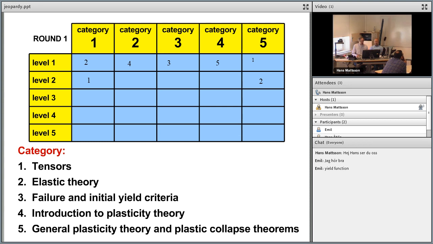And in group 3 we also have Emil. No, no, you're not allowed to take the same category more than twice. You can't take category 3 because you have already taken it. Category 2, level 2, group number 3 has chosen this one.